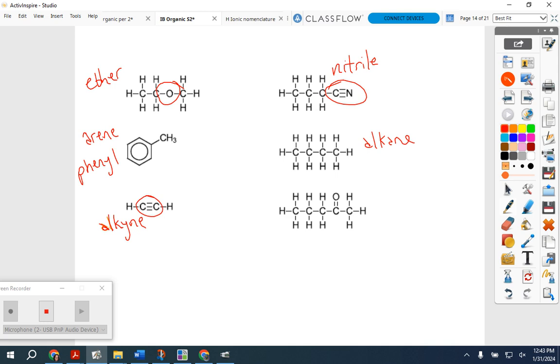Yep. And here's our carbonyl group there, in between two carbons. So that makes it a ketone. All right.